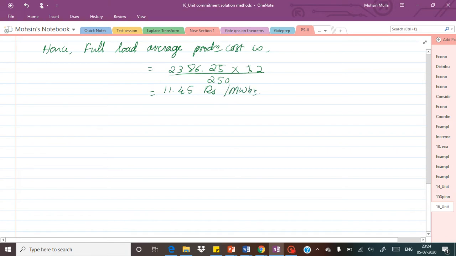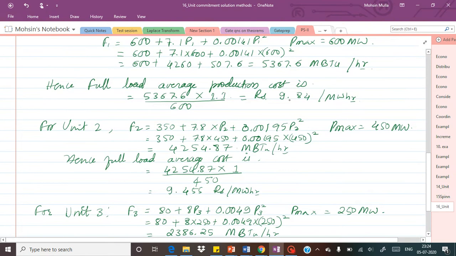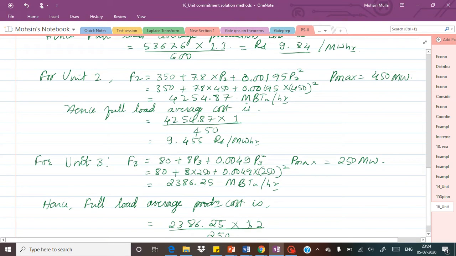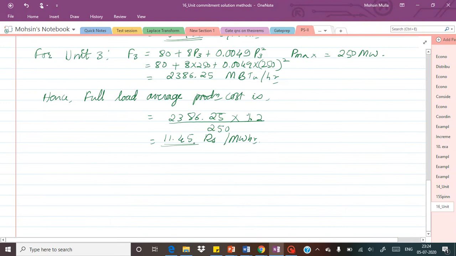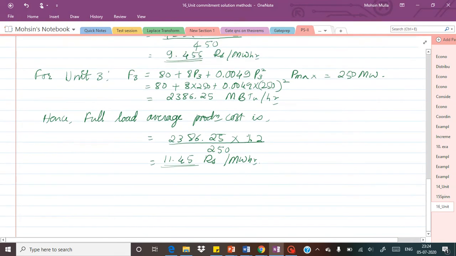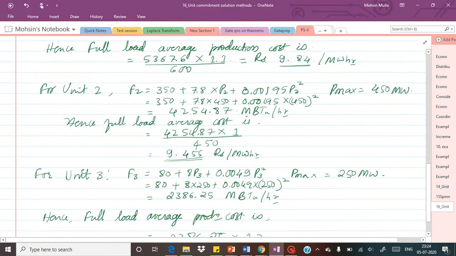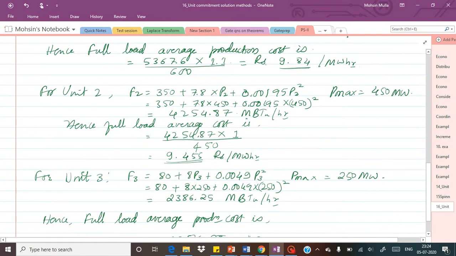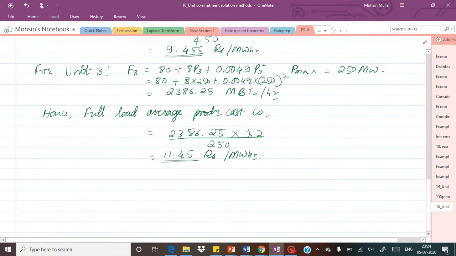Okay, so here we have the average production cost for the 3 units. For unit number 1 it is 9.84, for unit number 2 it is 9.455, and for unit number 3 it is 11.45. So the lowest is the second unit at 9.455, and the second most economic unit is unit number 1 at 9.8584. The least economic is unit number 3 at 11.45. So the first to turn off should be unit number 3.